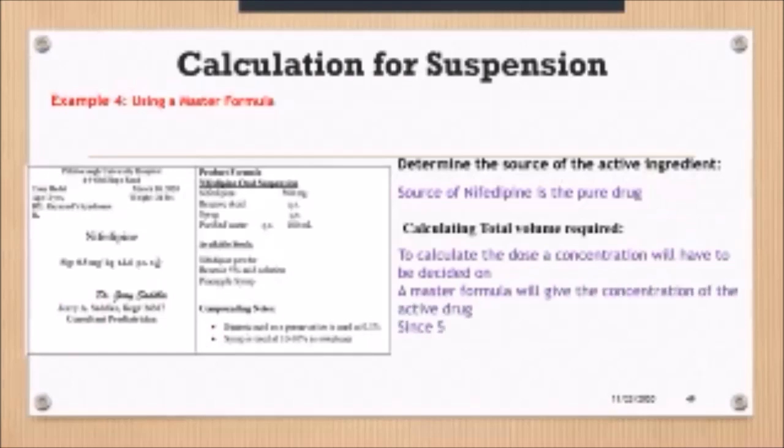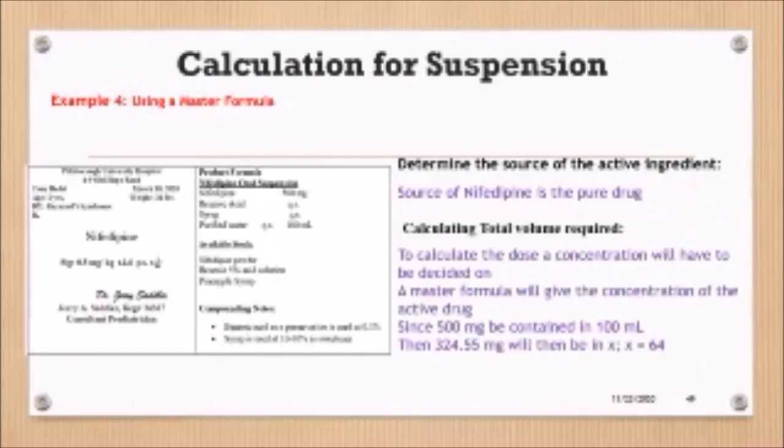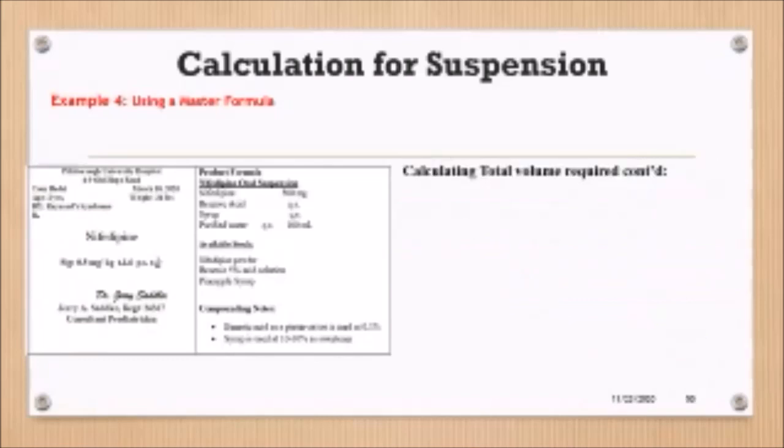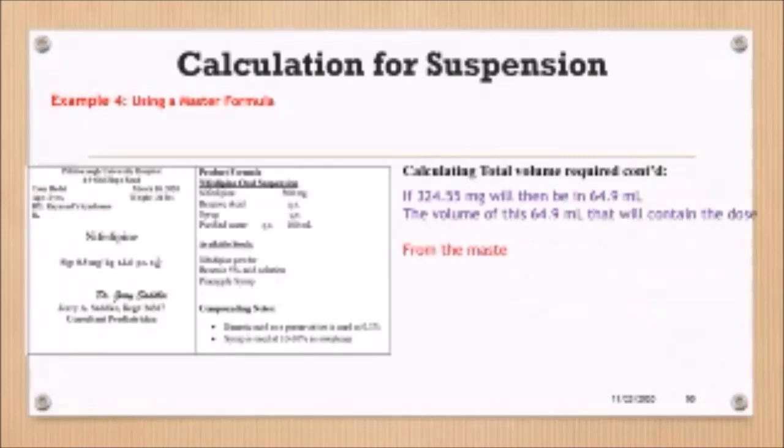The volume can be determined from the master formula, in that we know what volume of suspension the nifedipine will be contained in, based on the master formula, which would have been 500 milligrams in every 100 mils. But we are not making 100 mils, clearly, because we are using 324.55 milligrams. So therefore, the amount of suspension would be 64.91 based on the calculations there. So the total concentration is going to be 64.9 milligrams.